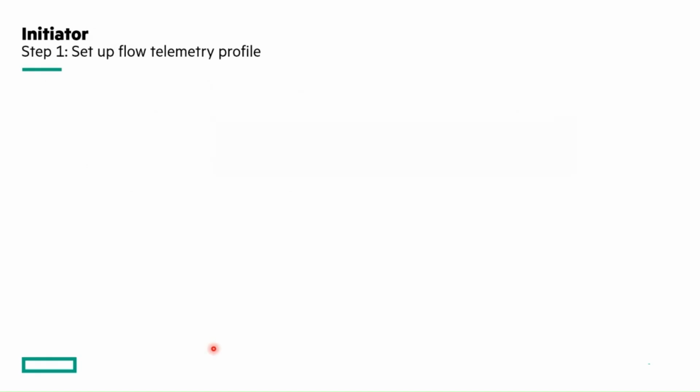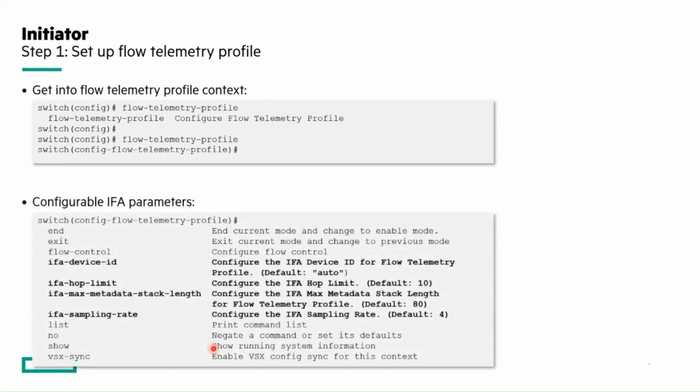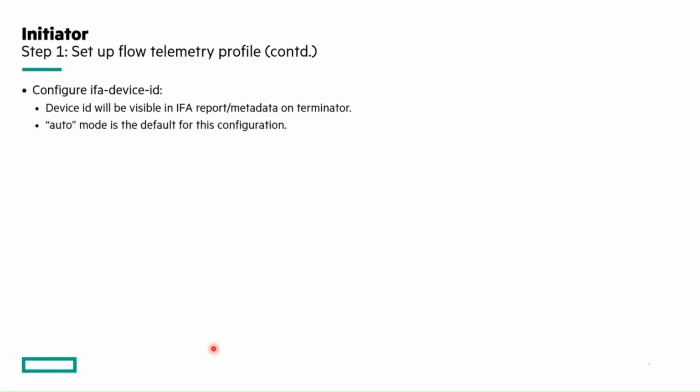Coming to the IFA specific commands, step 1 is to set up your flow telemetry profile on the initiator. First you need to get into your flow telemetry profile context and then update the following parameters: device ID, hop limit, max metadata length, and the sampling rate. Next, you have to configure a device ID, and this is the same ID which will be visible in the IFA report or metadata on the terminator.